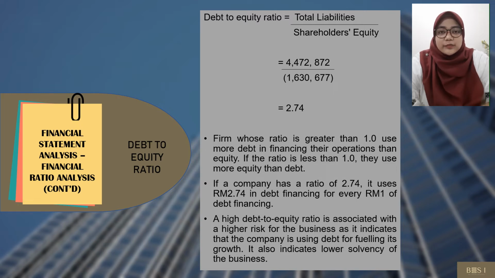Besico uses RM2.74 for every 1 ringgit of equity. A high debt to equity ratio is associated with a higher risk for the business, as it indicates that the company is using debt for fueling its growth. It also indicates lower solvency of the business, as the shareholder equity is unable to cover the debt.